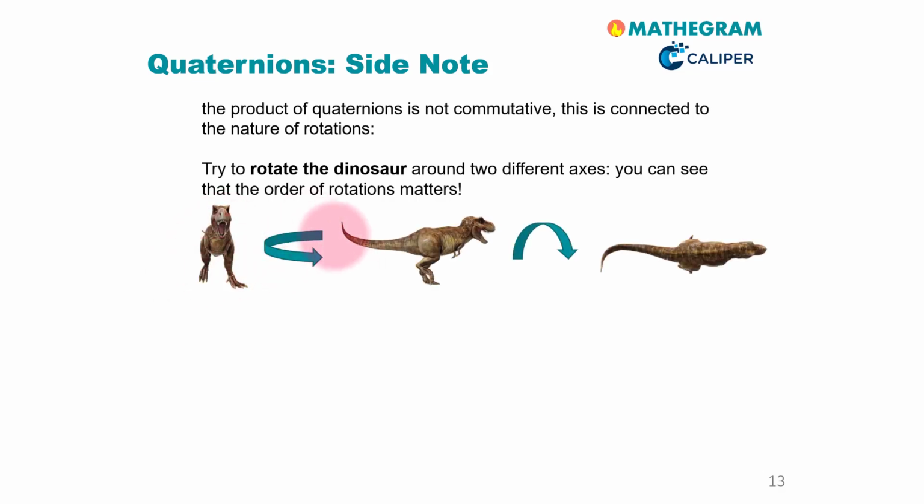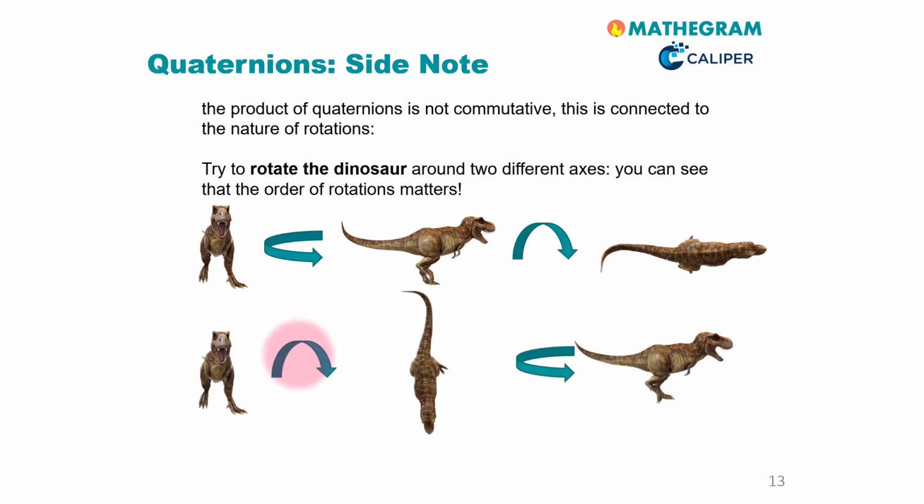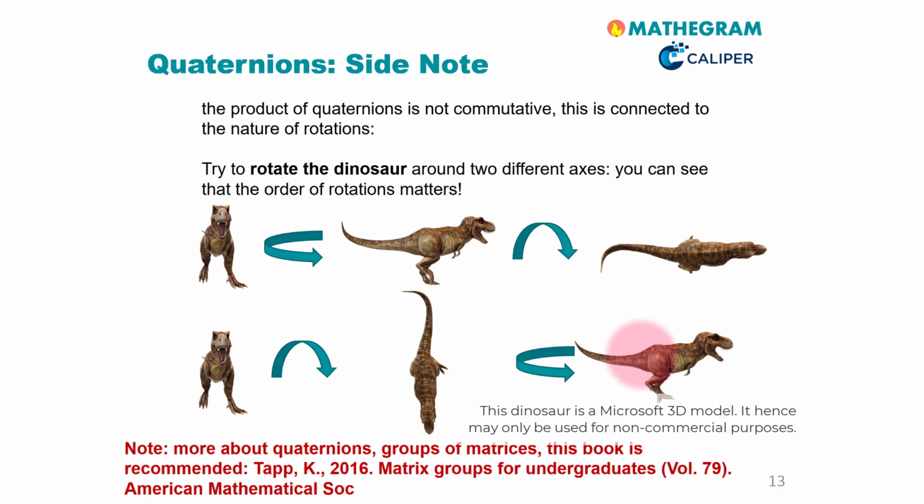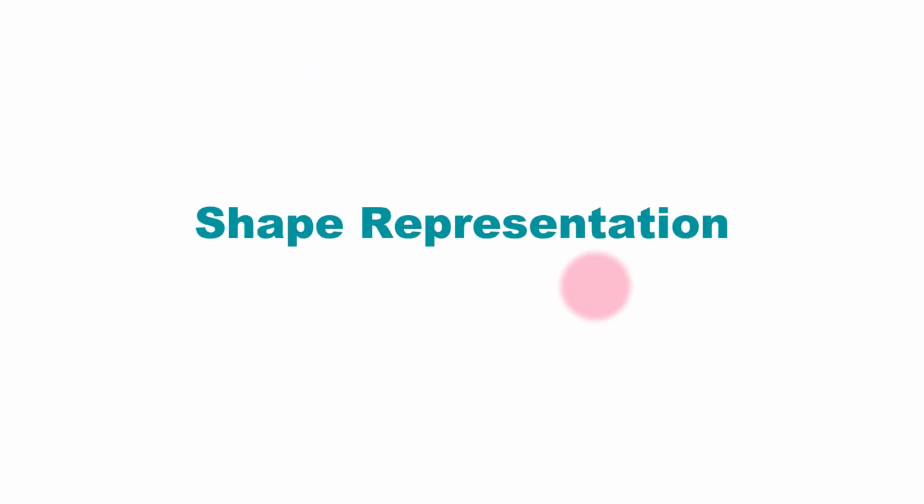If we have two rotations about this axis and this axis, you will see that we start from the front view to the side view, and if we then twist it again over this axis here, we go to the top view. However, if we do this rotation first here, then we get a different result, as you can see. So this is important, and more information about quaternions, group of matrices, etc., can be found in this very nice textbook of Tap. Let us now continue to the shape representation.